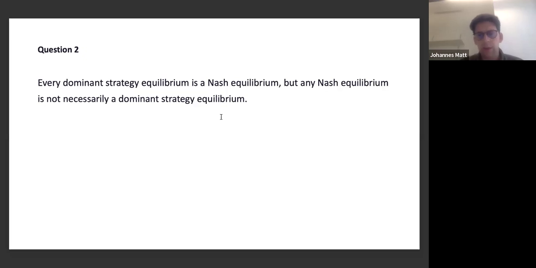So this is about game theory. Every dominant strategy equilibrium is a Nash equilibrium, but any Nash equilibrium is not necessarily a dominant strategy equilibrium. Okay, so in this case, we would need to know, first of all, the definition of a dominant strategy equilibrium and the requirements thereof, and also for the Nash equilibrium. And then we would need to figure out which one of the two equilibrium concepts implies the other, right? And so here the statement is that if something is a dominant strategy equilibrium, it is also a Nash equilibrium, but not the other way around. Okay.